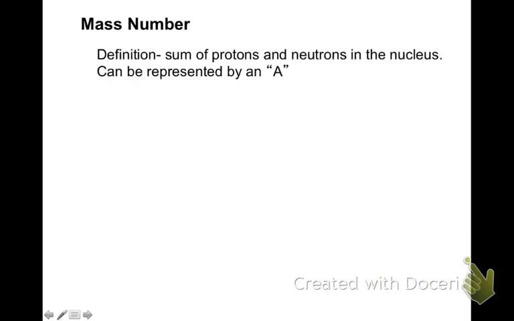So here's where we're going to define mass number. The mass number is the sum of the protons and the neutrons in the nucleus, and that can be represented by the letter A. So we have atomic number is Z. A is equal to the protons and the neutrons.